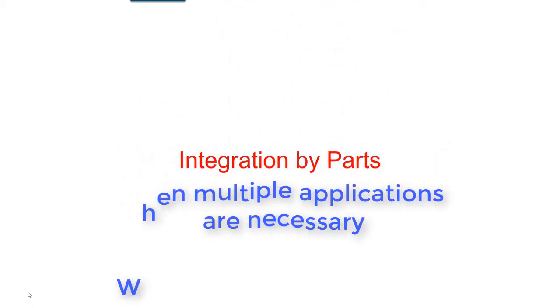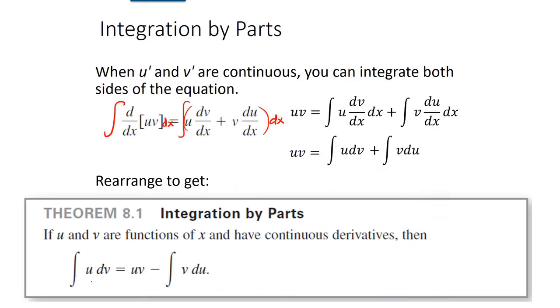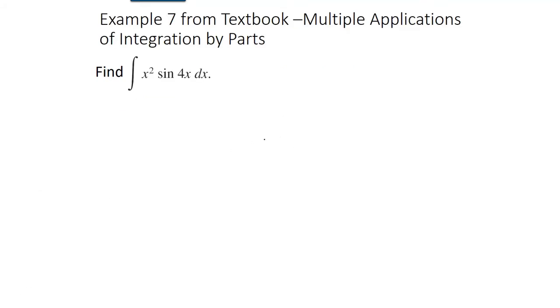We're going to talk about integration by parts. We have the integral of u dv equals u times v minus the integral of v du. You can think of it as a kind of double substitution. I'm going to look at the integral of x squared sine of 4x dx.